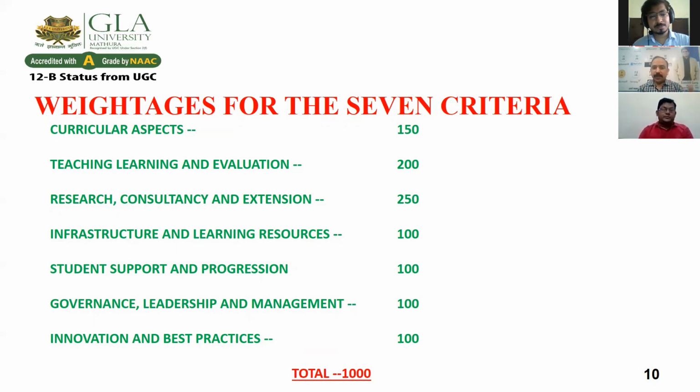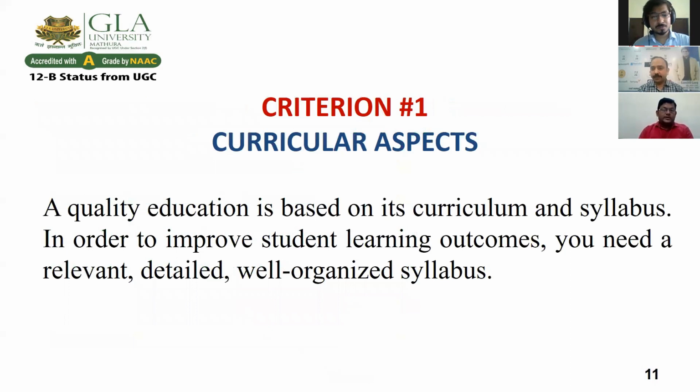So one by one we'll talk about all those criteria. For example, if we are talking about the first criteria, which is the curricular aspect, the quality education is actually based on its curriculum and the syllabus, we all know. If your curriculum is not strong enough as per the industry requirement or as per the current scenario, definitely there is some lacking in the education quality.